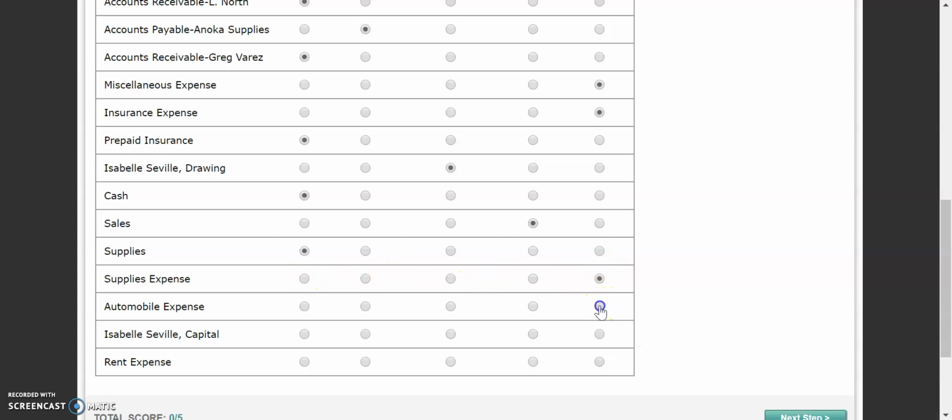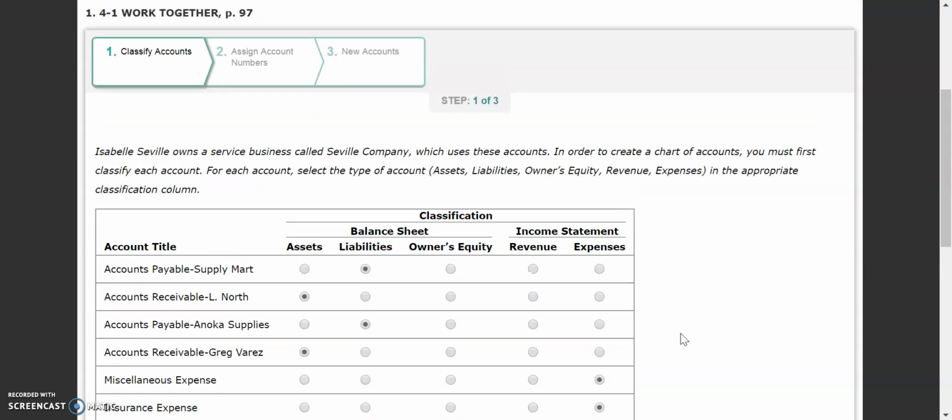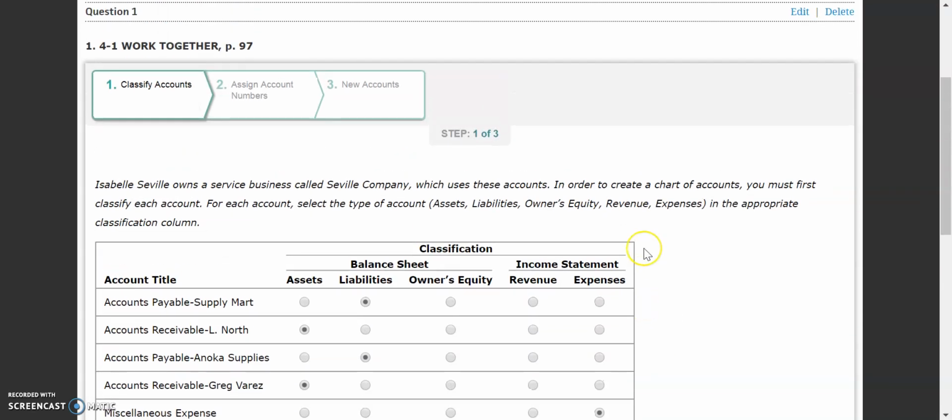We have another automobile expense. And then we have the Isabel Seville Capital. The capital account, remember, goes under owner's equity. That's where we keep track of investments and anything that has to do with our owner. And then last but not least, we have our rent expense. So I'll click under expense for that. So just a quick review of classification.